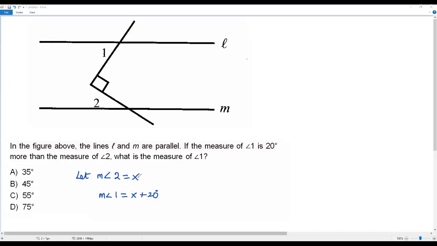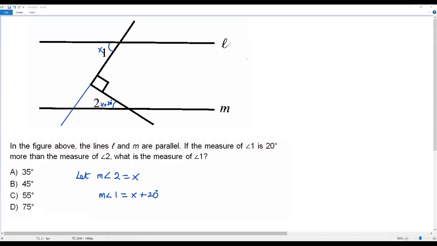Okay, now let me mark these angle measures in the given figure. So angle measure 2 is x degrees, it has to be x, and angle measure 1 over here has to be x plus 20. Okay, now I'm going to extend this particular line segment. Let me extend it over here. Okay, I've extended the line segment.